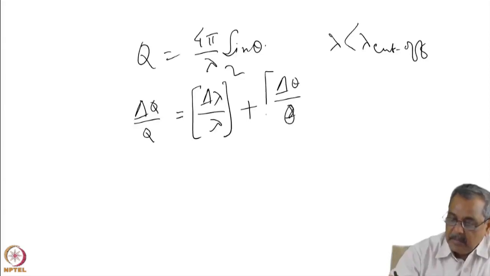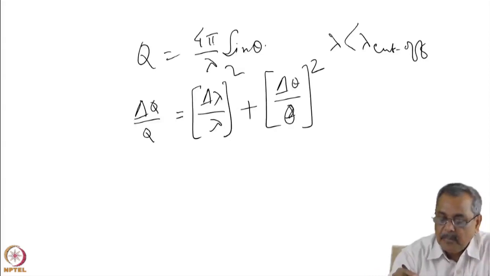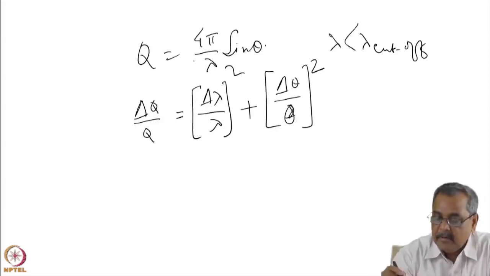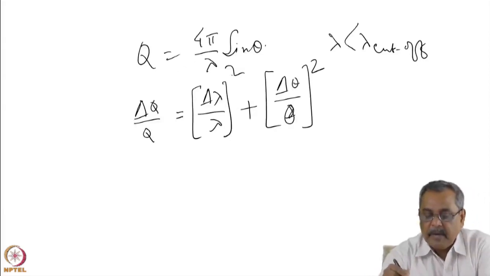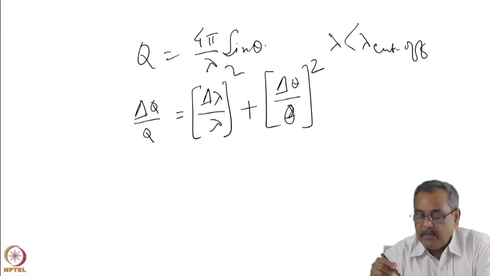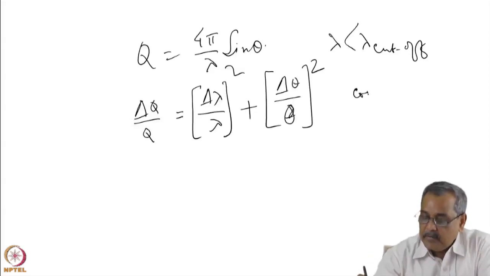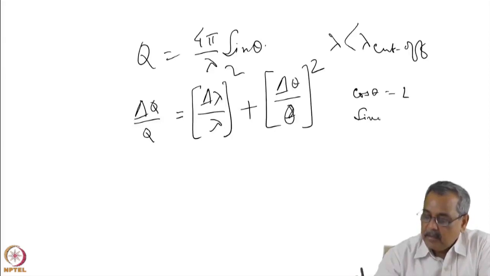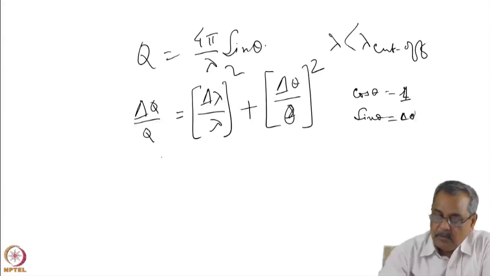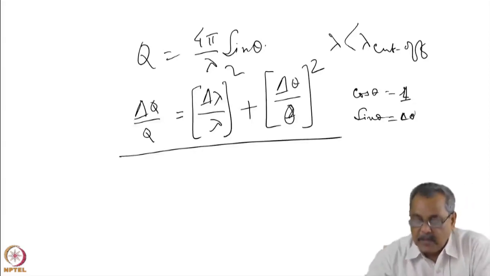Just single differentiation, delta Q will be 4 pi by lambda square delta lambda minus 4 pi by lambda cos theta delta theta. Dividing one by the other, and assuming cos theta equal to 1 and sin theta equal to theta at low angle, you will get this relation for the small angle scattering.